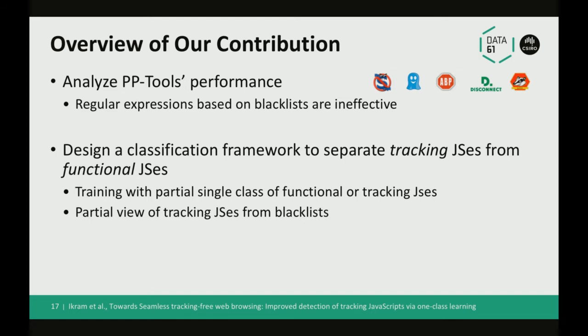So this is the overview of our work. We analyze privacy-preserving tools, and we propose a classification framework that is based on a single partial knowledge of tracking JavaScripts. By partial, I mean that we can take tracking JavaScripts from previously published lists, and we see that these lists are not complete enough, and that's why we think they are partial, and they could be used for training our classifier.